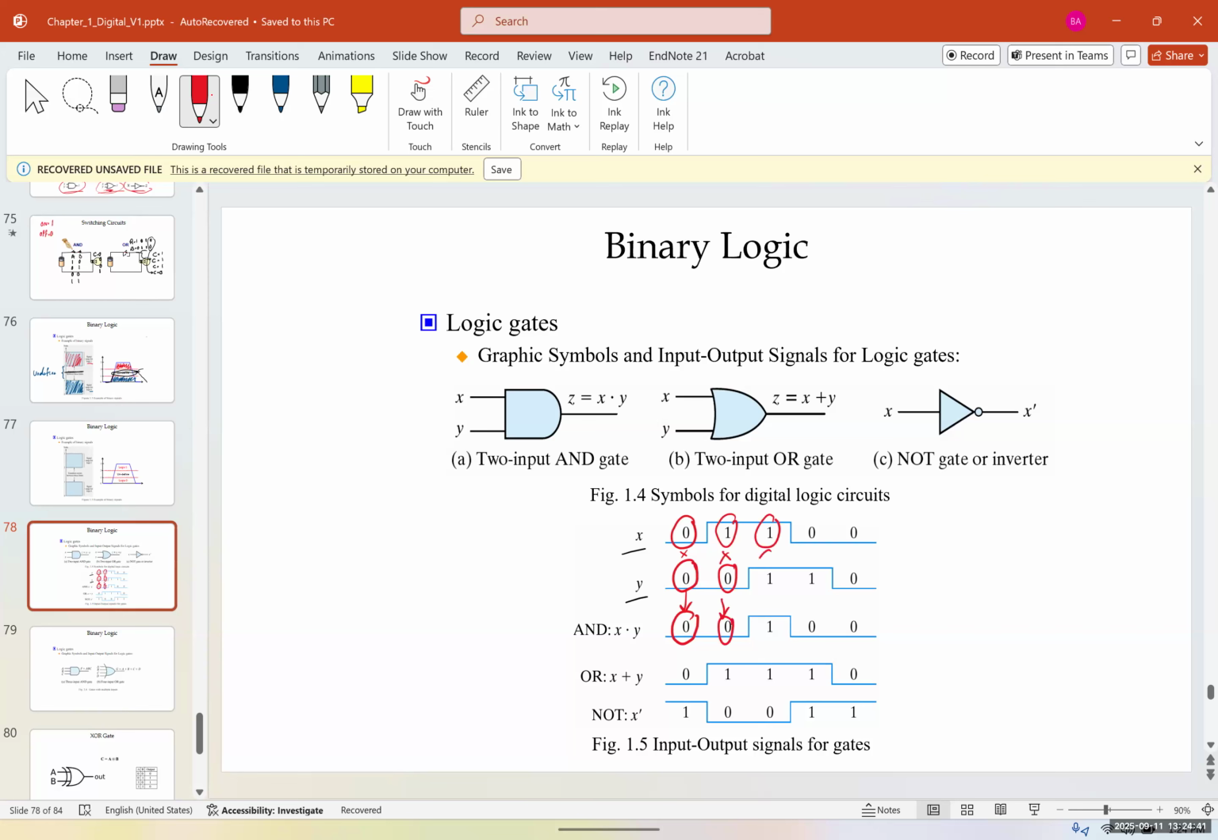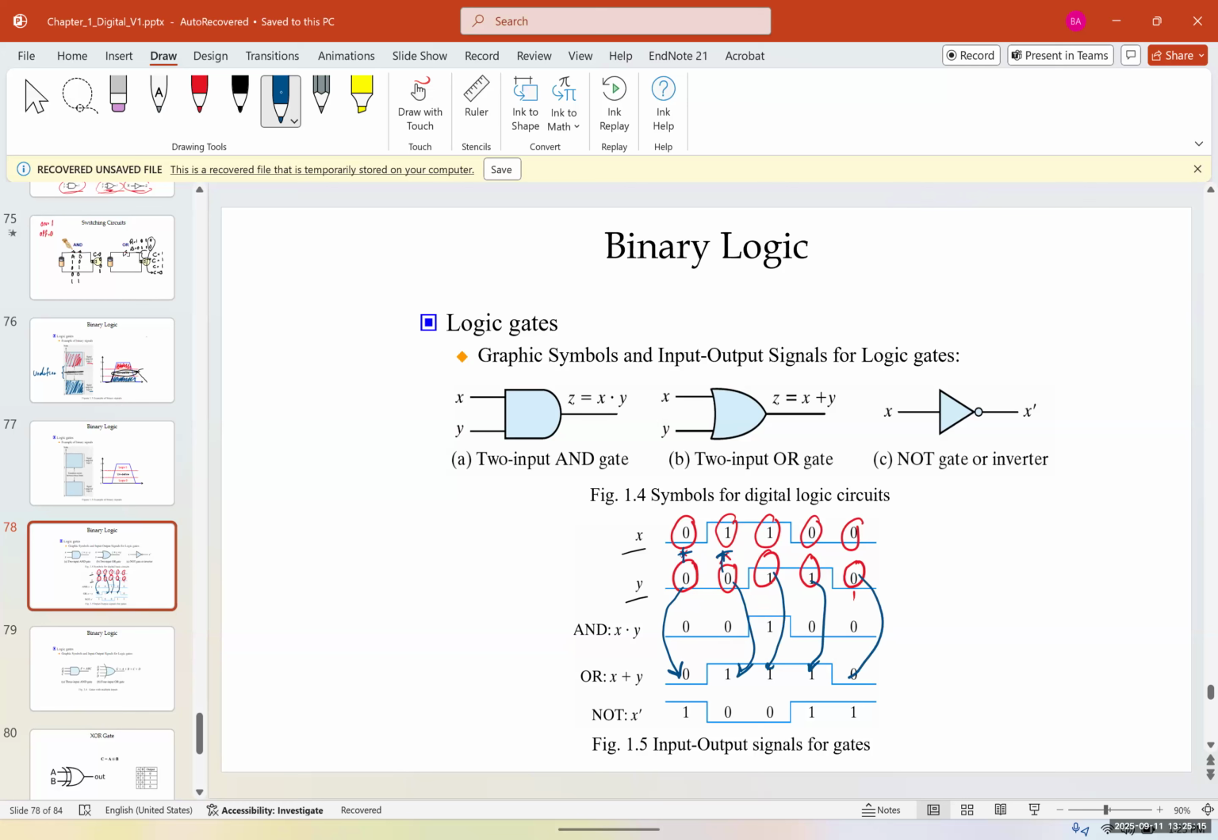And for the OR gate, if X is 0 and Y is 0, then the result would be 0. 0 plus 1 is going to be 1. 1 plus 1 is 1. 1 plus 0 is 1. And 0 plus 0 is 0.